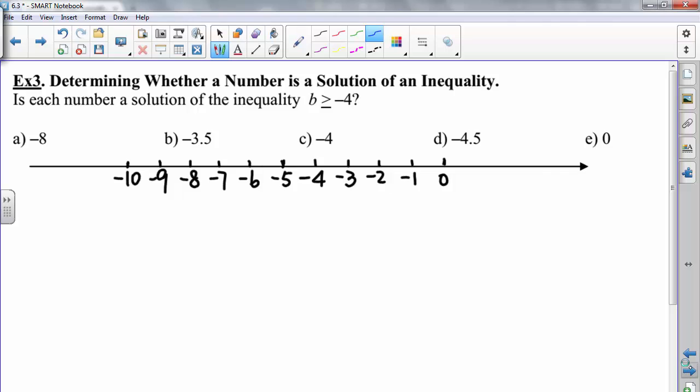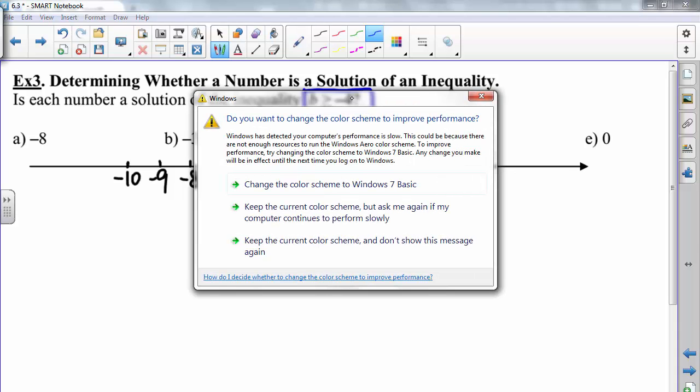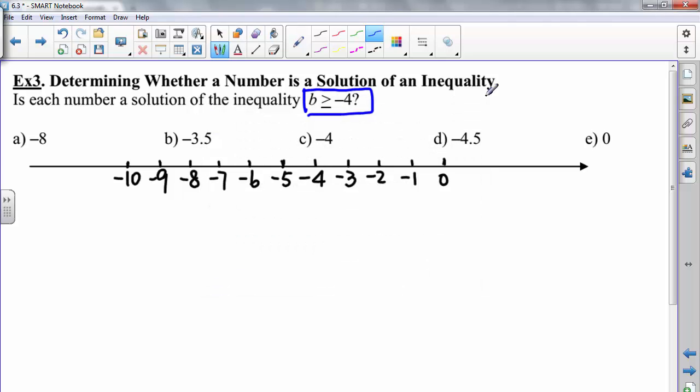Example 3. Determine whether a number in A, B, C, D, E here is a solution of an inequality. Right now we are given an inequality: B is greater than or equal to -4. What I will do is graph this inequality on the number line. B is greater than or equal to -4. That means -4 is the least value, the minimum value.